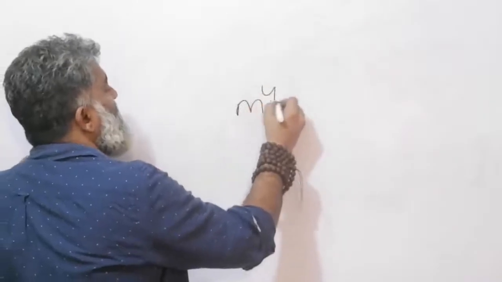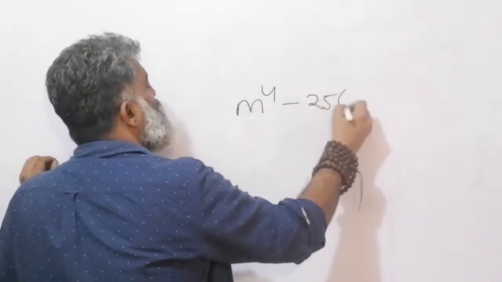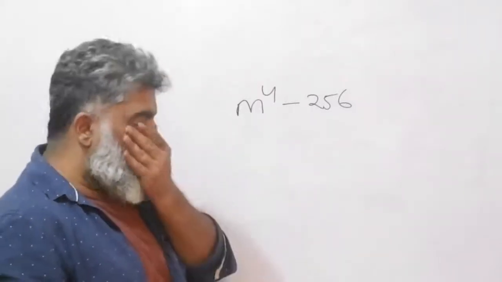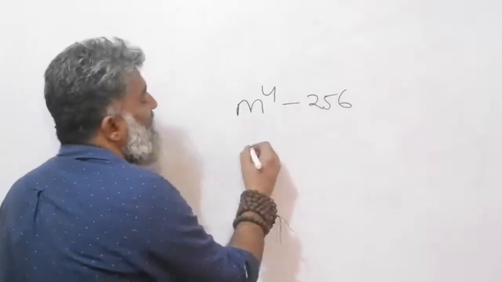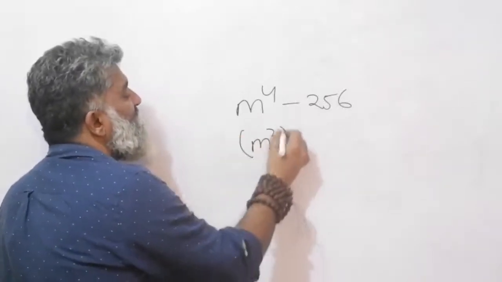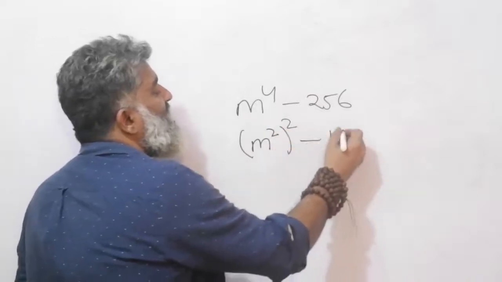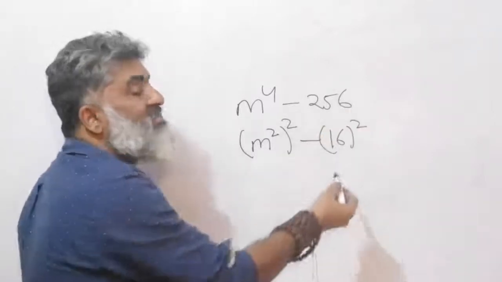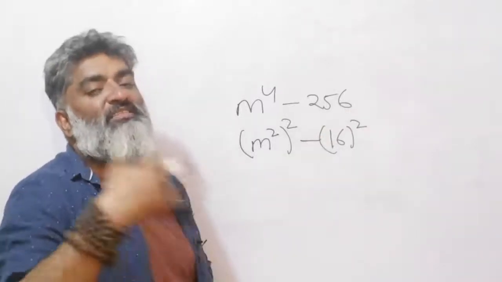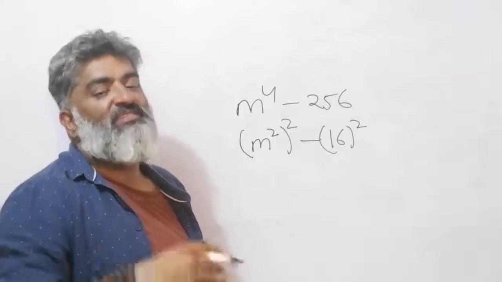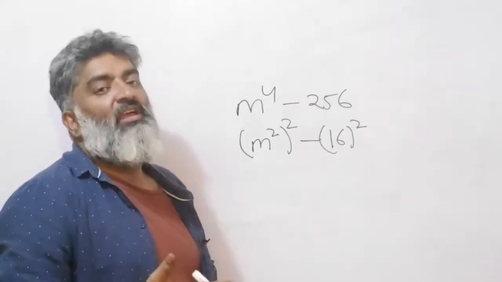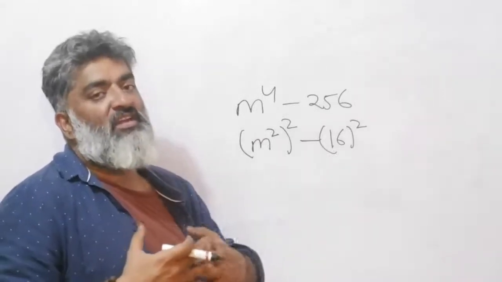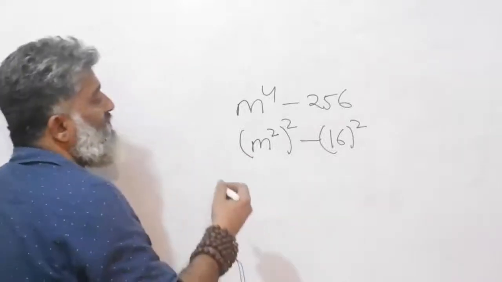Let's try the next one. M raised to 4 minus 256. So the first step that I can take is, can I rewrite this as m square raised to 2 and rewrite this as 16 square. So now notice basic indices are also coming into the picture. So investments made in number system, the basic indices, basic properties of how to multiply and rewrite things will definitely be helpful. So always remember, topics are interconnected to each other. Nothing is a standalone universe, right?